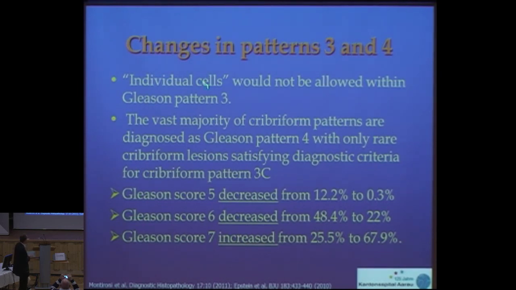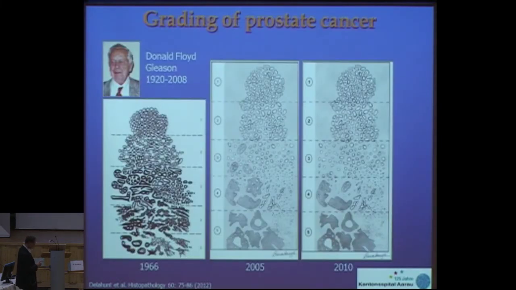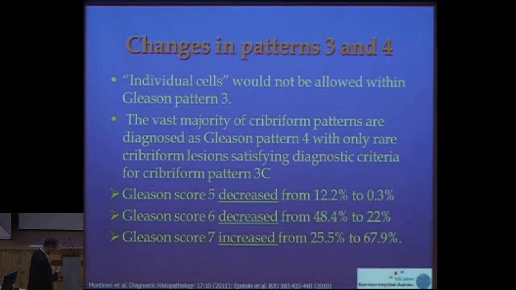Individual cells, as accepted earlier, would not be allowed anymore in Gleason pattern 3. That changed to Gleason pattern 4. And the vast majority of cribriform patterns are diagnosed as a 4 pattern, with only rare cribriform lesions satisfying the pattern 3. But this has already been photoshopped, so nobody really accepts cribriform structures as a Gleason pattern 3 anymore. So what happens?